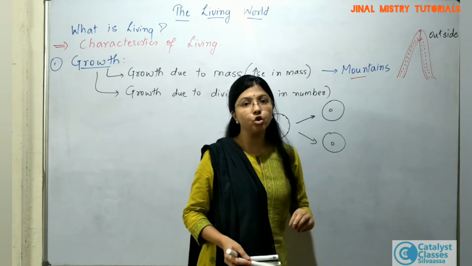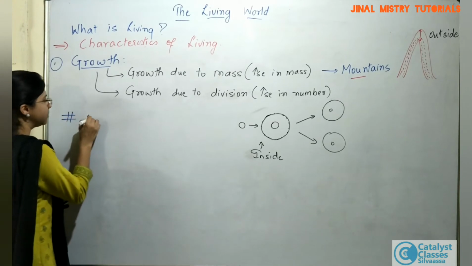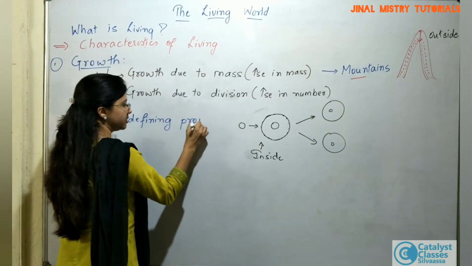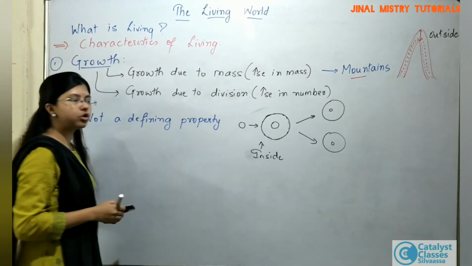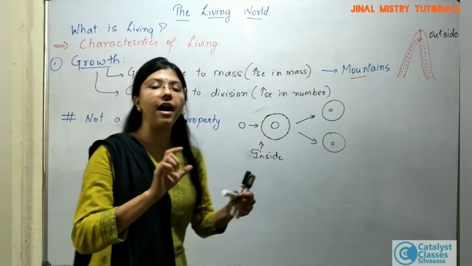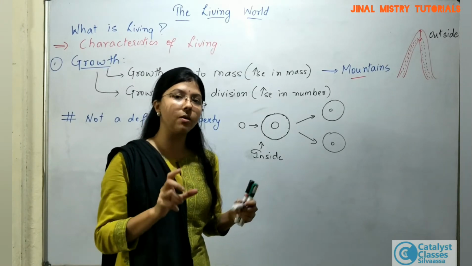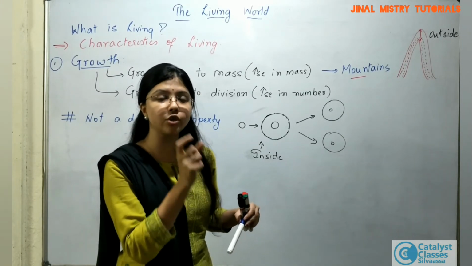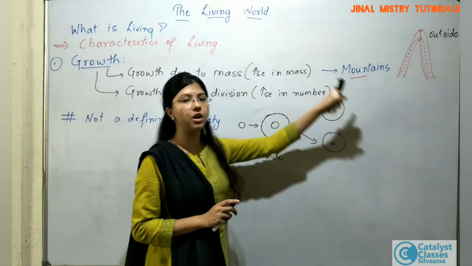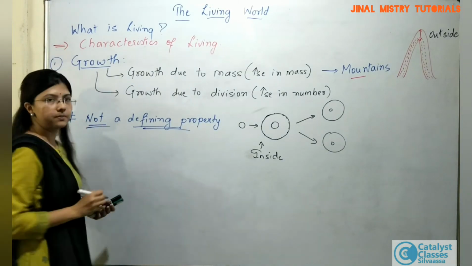So what you can conclude from here is growth is not a defining property of living. It is a characteristic, right? Because of course living beings, they are also dividing, they are also increasing in mass, they are also increasing in number, but it cannot be called a defining property. A characteristic can be common to both living and non-living. Defining property is a term that can be used when that particular feature is common only to a particular thing. But here what we see, growth takes place in non-living as well as living. So it is not a defining property.